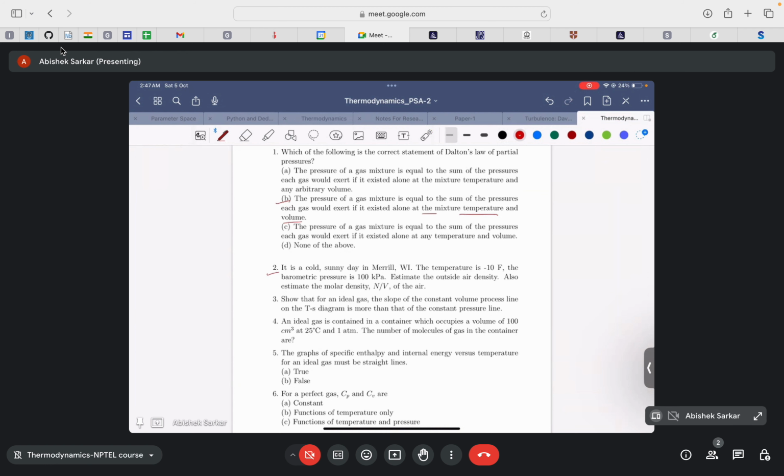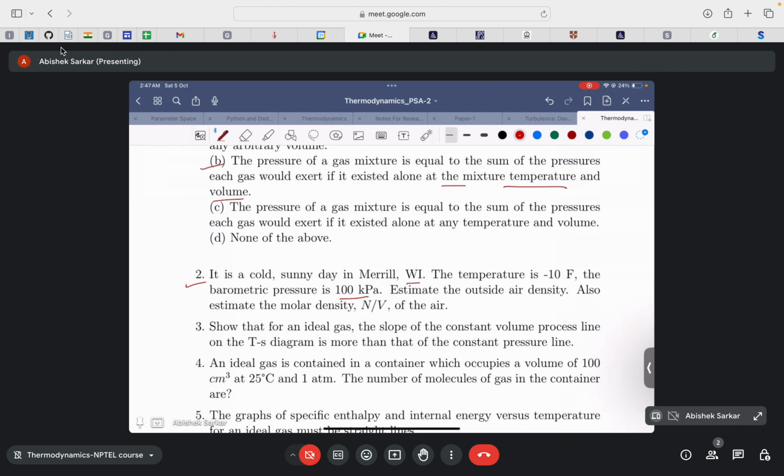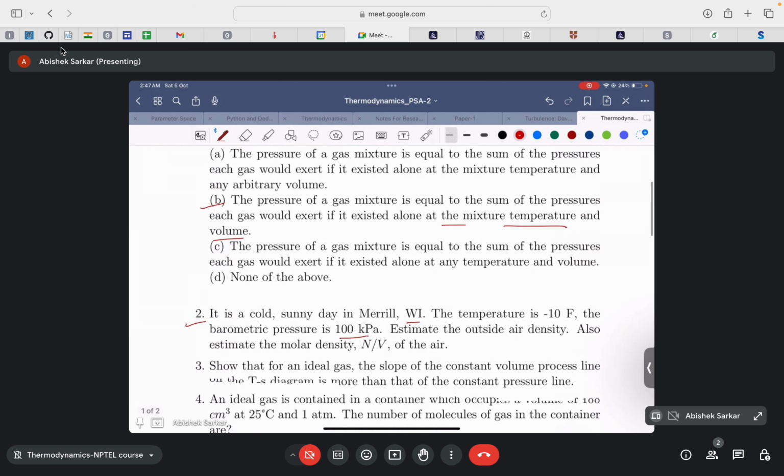It is a cold sunny day in Merrill, Wisconsin. The temperature is minus 10 Fahrenheit. The barometric pressure shows out to be 100 kilopascal. Let me zoom in, then it would be much more clear. I'm sorry. Let's just revisit the first question.